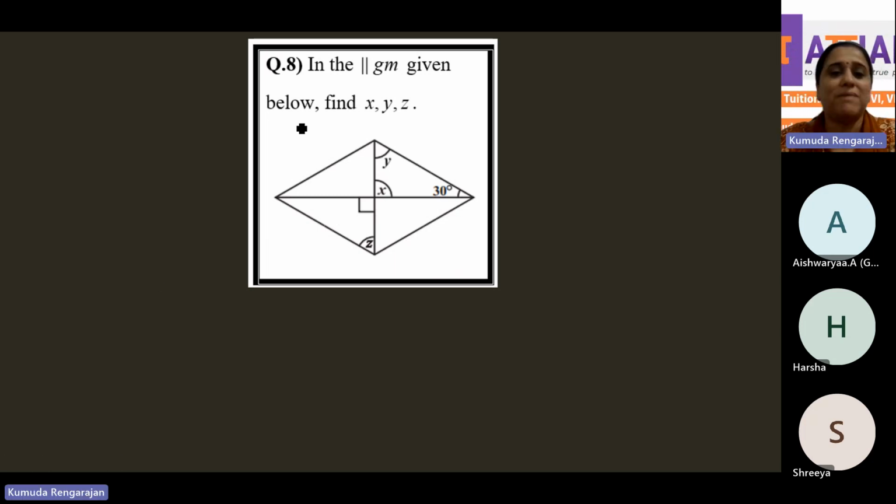This one is given to be a parallelogram. Furthermore, you can call it a rhombus because you can see the diagonals meeting at right angles. So if the diagonals meet at right angles, the parallelogram is a rhombus. It is a rhombus.